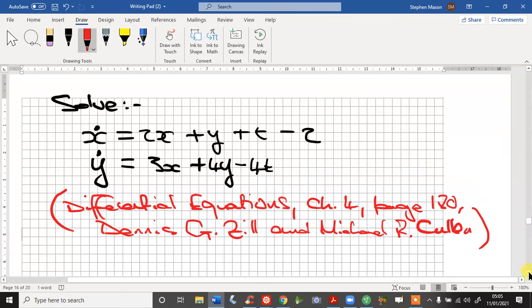So the system here that I want to solve for you today is from the book called Differential Equations. They're in chapter 4 on page 180. The book is by Dennis G. Zill and Michael R. Cullen.